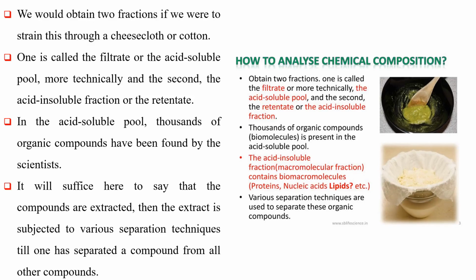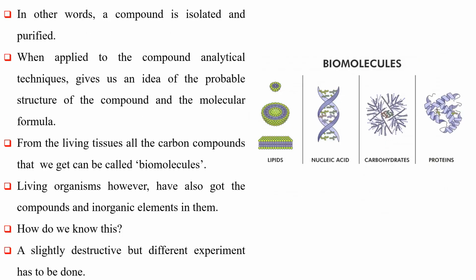We would obtain two fractions if we were to strain this through a cheesecloth or cotton. One is called the filtrate, or the acid soluble pool more technically, and the second the acid insoluble fraction, or the retentate. In the acid soluble pool, thousands of organic compounds have been found by the scientists. It will suffice here to say that the compounds are extracted, then the extract is subjected to various separation techniques till one has separated a compound from all other compounds. In other words, a compound is isolated and purified.